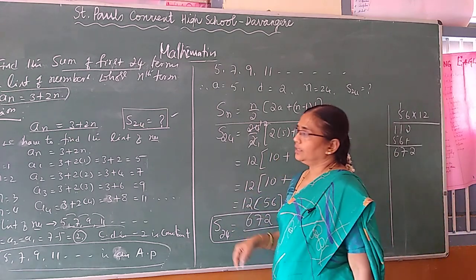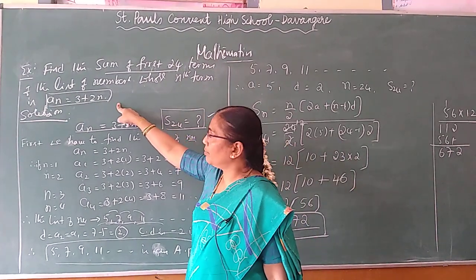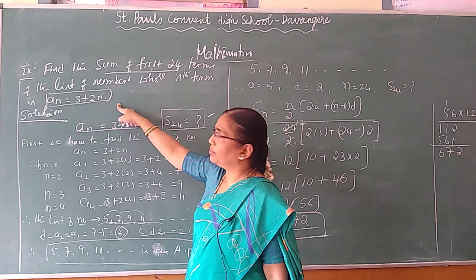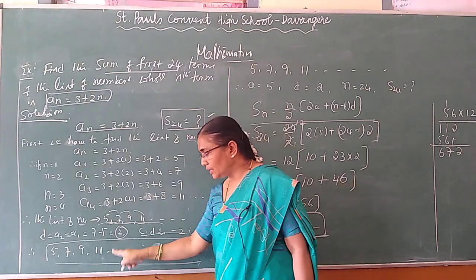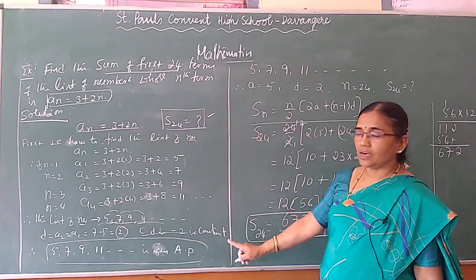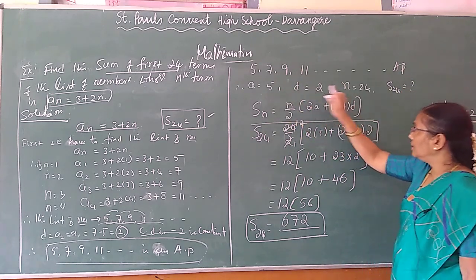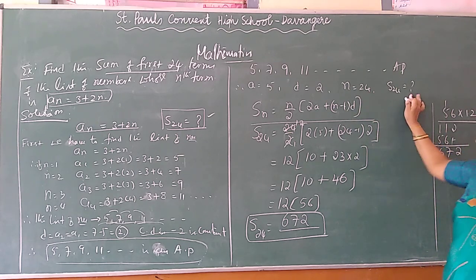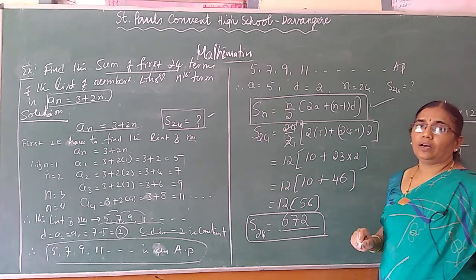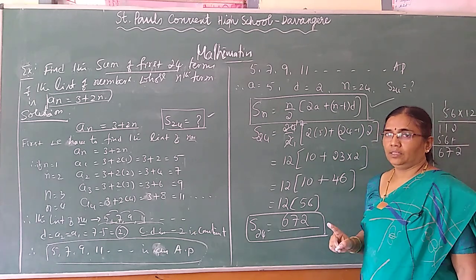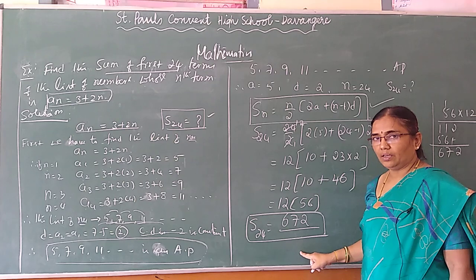Are you following? They are not given the AP directly, but they are given the nth term form of the given list of numbers. From this you have to find the numbers, then verify that d is constant, and then you have to decide whether it is an AP or not. After deciding it is an AP, you can consider a, d, n and S values. Then substitute these values in the given formula. Always write the formula because the formula carries marks. If you write the correct formula, you can substitute the values and then you can get the answer. Okay children.